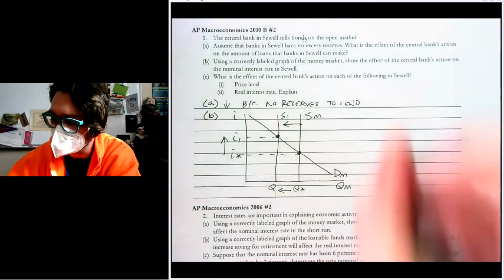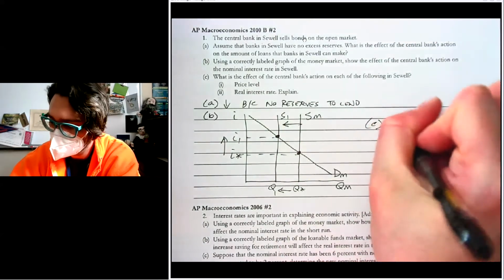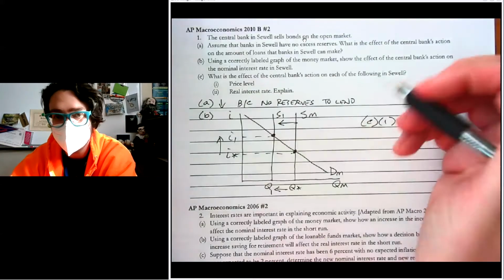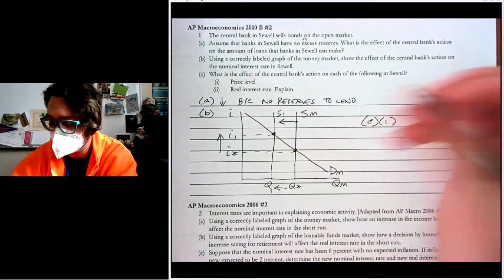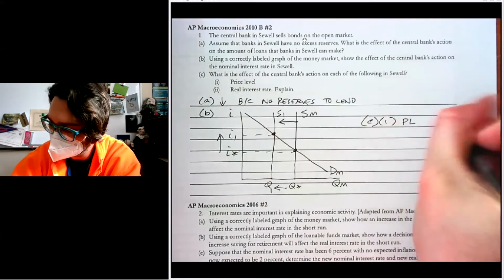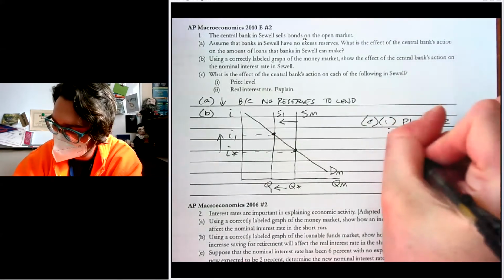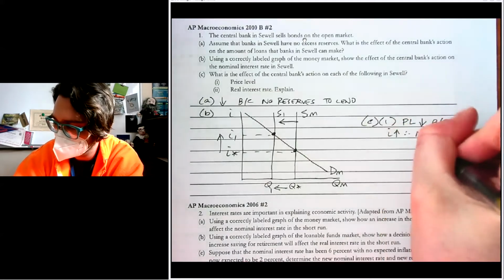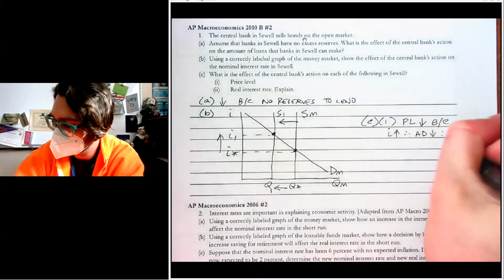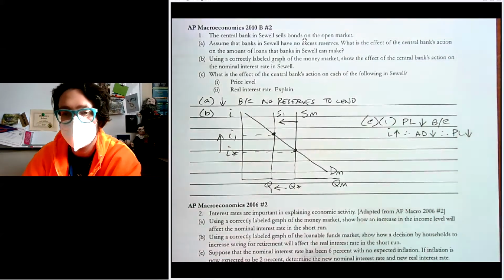And it says C1, what's the effect on the price level? And it doesn't want us to explain that, but I can. PL will decrease, and I'm going to explain it here for you because interest rates went up, so therefore aggregate demand decreased, so therefore price level decreased, right?